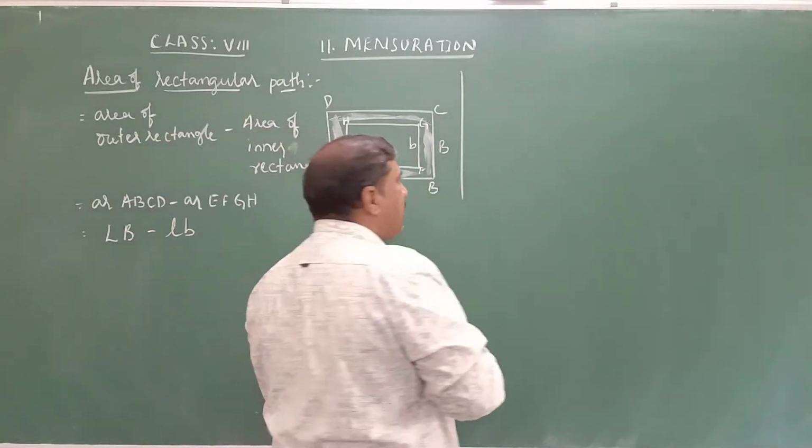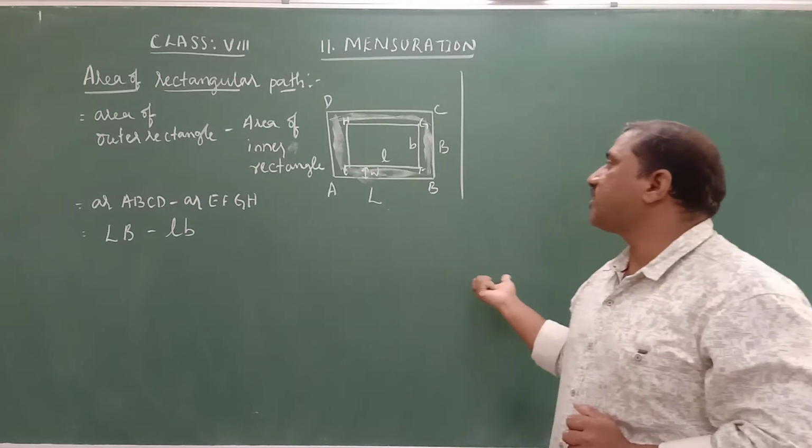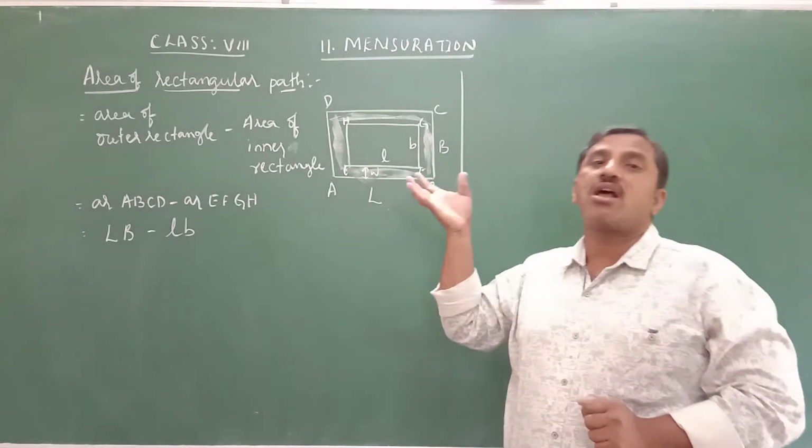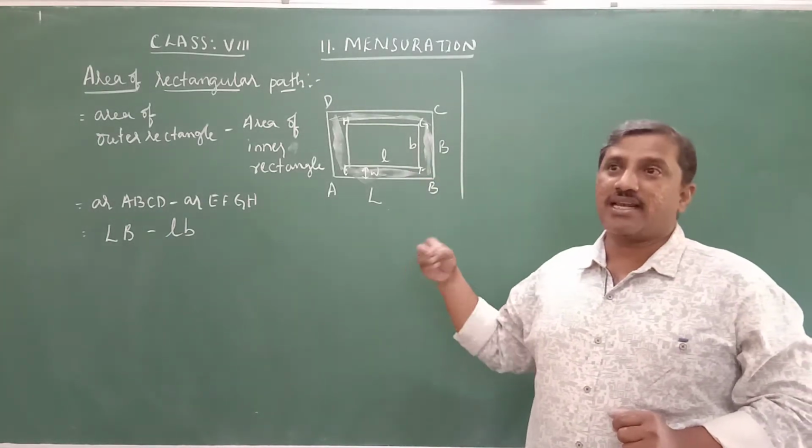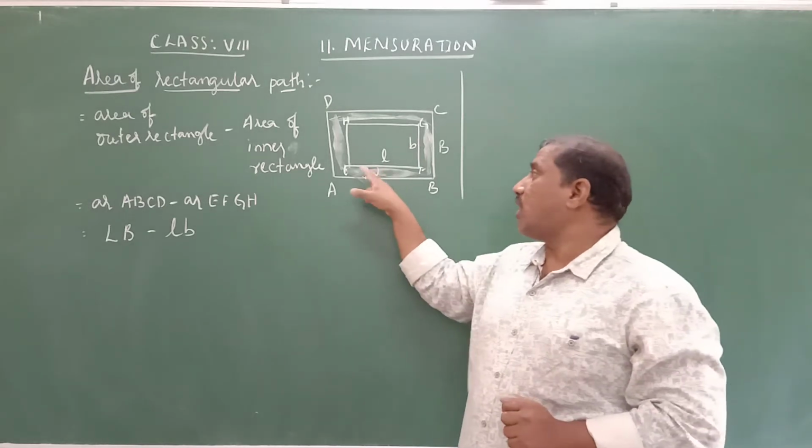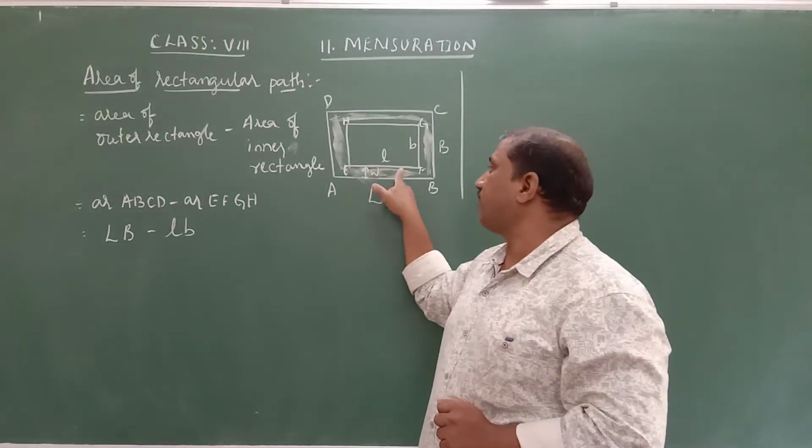We use that width to find the dimensions of either the inner rectangle or the outer rectangle. So how do you find this small l when the width is given?